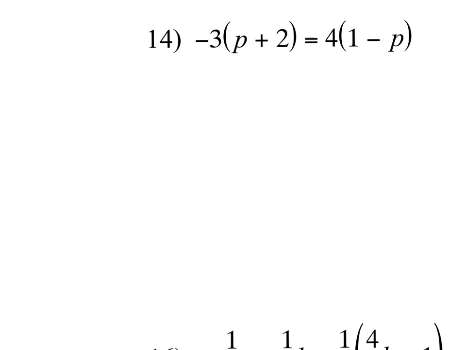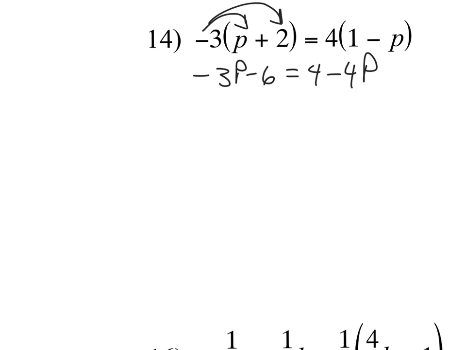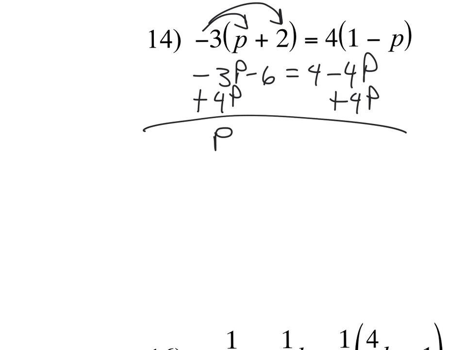In this problem, we can distribute the negative 3, to get negative 3p minus 6 is equal to 4 minus 4p. So going further, if I add 4p to both sides, there's multiple ways to solve this, but one way would be to add 4p to both sides. P minus 6 is equal to 4, so adding 6 to both sides, p is equal to 10.